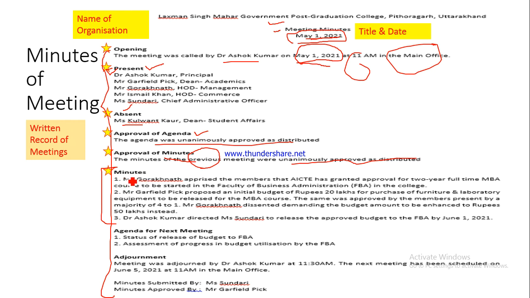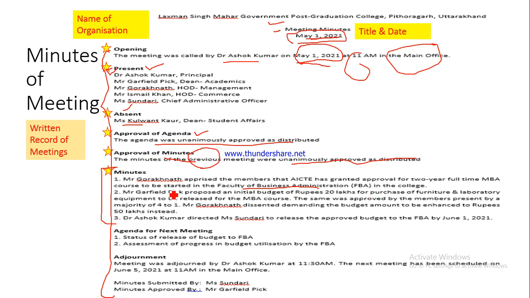Okay, so under minutes, what we have written here, Mr. Gorakhnath apprised the members that AICTE has granted approval for a 2-year full-time MBA course in this particular department. You can pause the video and first go through the content, right? So you can do that. I am moving again. Mr. Gorakhnath apprised. So Mr. Gorakhnath told the members in the meeting about the approval which was granted to the full-time MBA program of this particular department in this particular college, right?